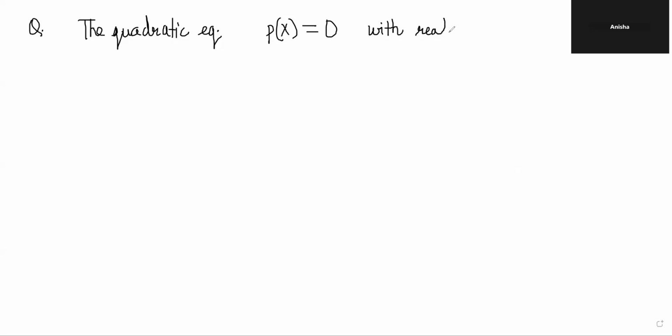The next question is this: the quadratic equation P(x) equal to 0 with real coefficients has purely imaginary roots.